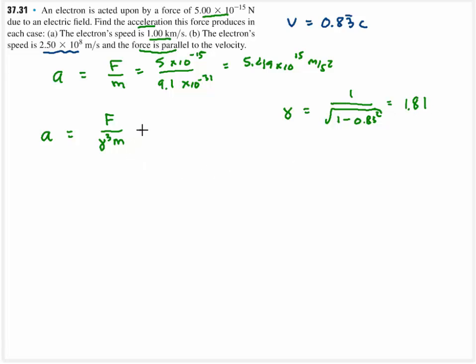And so that's going to work itself out to be 1.81. And so this is simply going to be equal to 5 times 10 to the minus 15th divided by 1.81 cubed multiplied by the mass, 9.11 times 10 to the minus 31. And we're going to get now an acceleration of 9.26 times 10 to the 14th meters per second squared. And what's kind of going on behind that is now we have to overcome essentially a lot more mass, and so the acceleration is going to be much smaller when it's moving very fast.